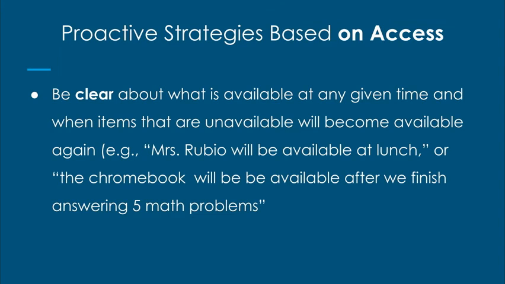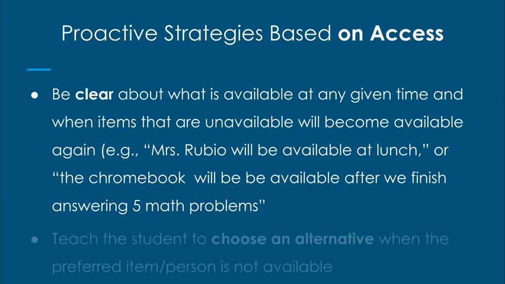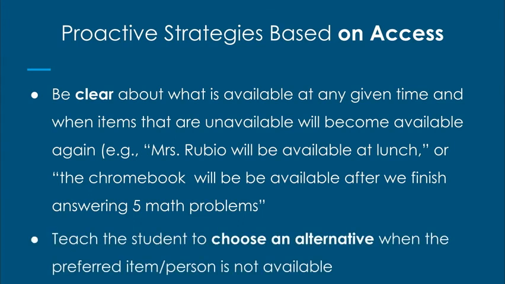Also, be clear about what is available at any given time. And when things aren't available, let them know when they will be available or what an alternative activity they can choose. So, for example, the Chromebook will be available after we finish answering 5 math problems. Mrs. Rubio is available after lunch. So that way the student knows what to expect and when to expect.